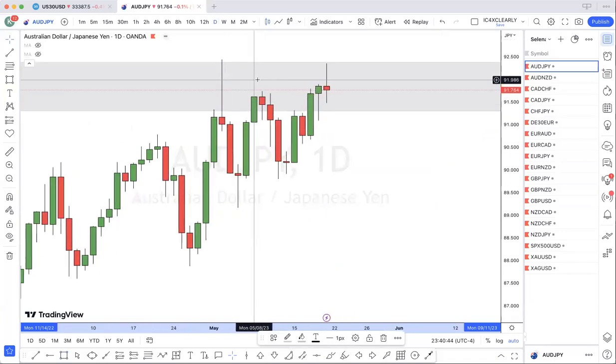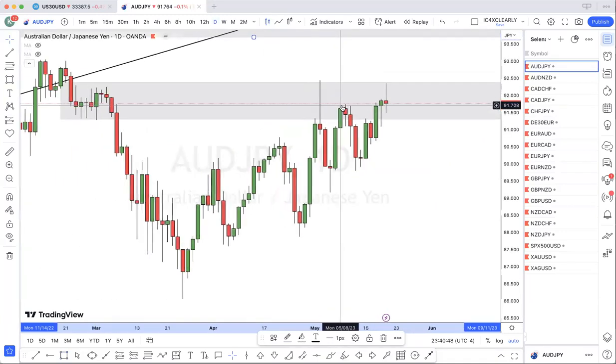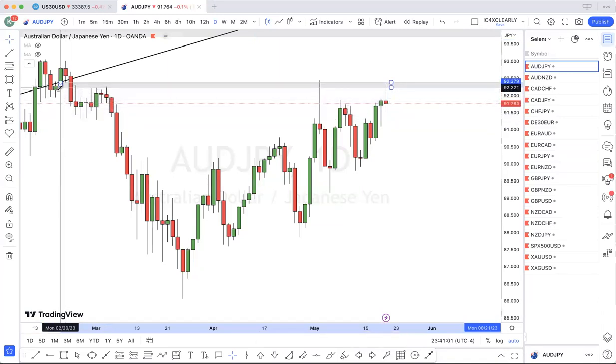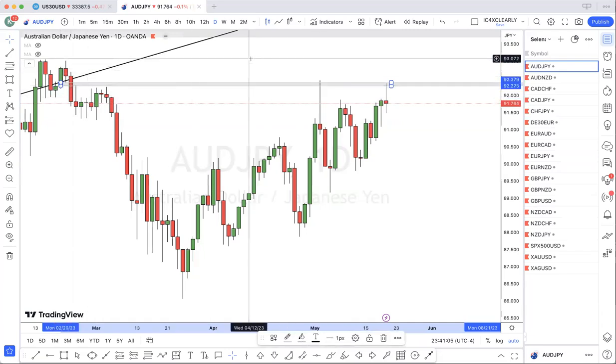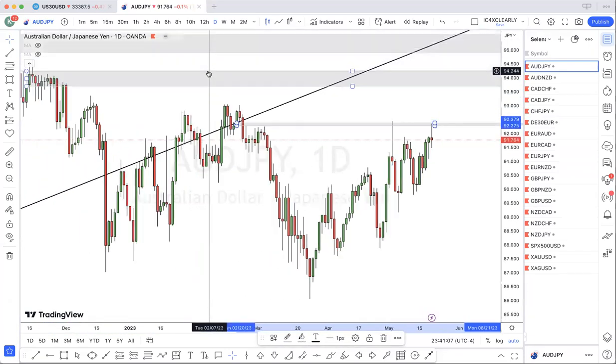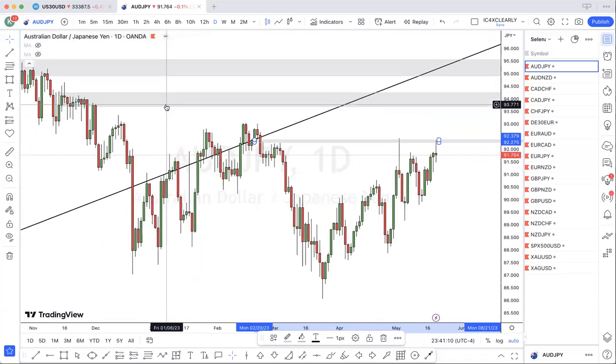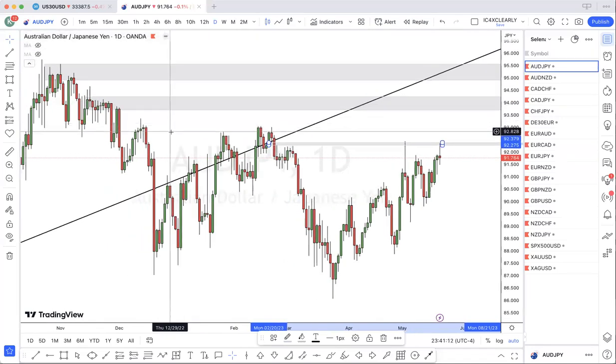Go to the daily. Looks like it's already pulled back into the daily order block. There is imbalance here, which price has already tapped into. So I am expecting price to continue moving up.